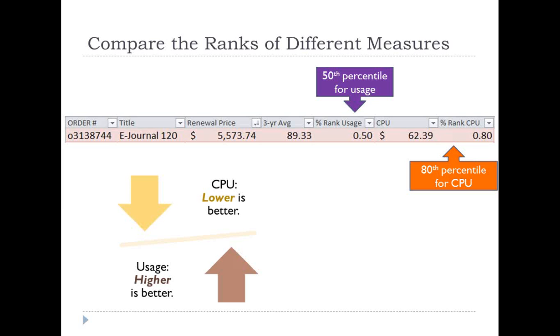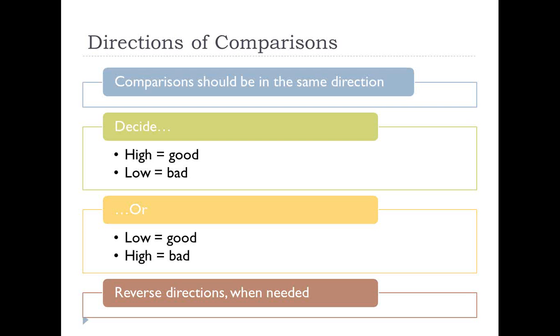And it is, because when measuring cost per use, we think lower is going to be better. So we actually want to see a lower rank for CPU. But in usage, higher is better. We want to see the top used, higher percentiles. This is something you really need to consider at the very beginning, and that is the direction of your comparisons. All the comparisons should be in the same direction. You need to decide whether high is good and low is bad, or low is good and high is bad. It doesn't matter which, as long as you make a decision and you're consistent with it. You can reverse the directions of the ranks very easily when needed.